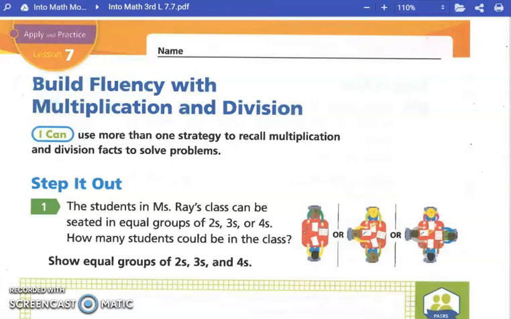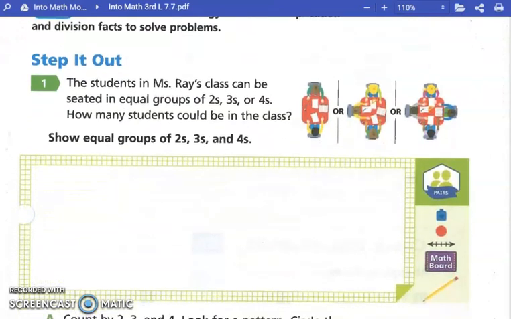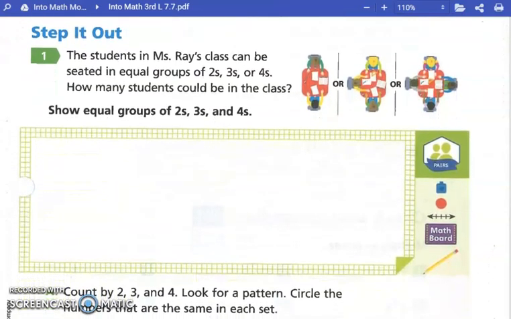Remember, our goal today is to use our strategies to solve these multiplication and division problems. The students in Miss Ray's class can be seated in equal groups of 2, 3, or 4. How many students could be in the class? So what they want you to do is to show numbers. You're going to choose the number of students, but it needs to be students who can be grouped into 2s, 3s, or 4s. So you're going to have to figure out a number to do that.